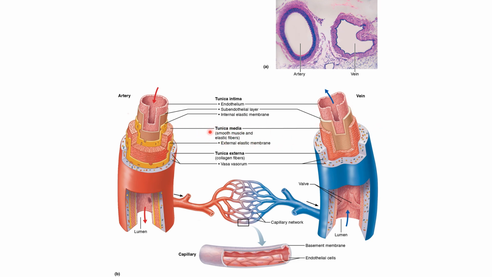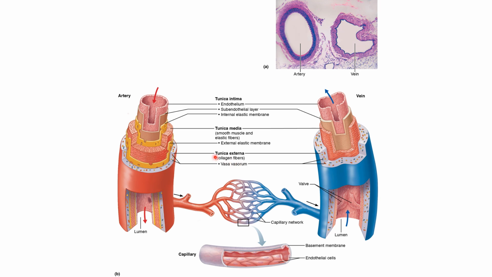So now let's go to the tunica media. Tunica media consists of smooth muscles and elastic fibers. So this is the layer with smooth muscles and elastic fibers. And outside this layer, there is an external elastic membrane in the artery. So now let's look at the vein. In the vein, we have this smooth muscle layer, and there is no layer of external elastic membrane, right?